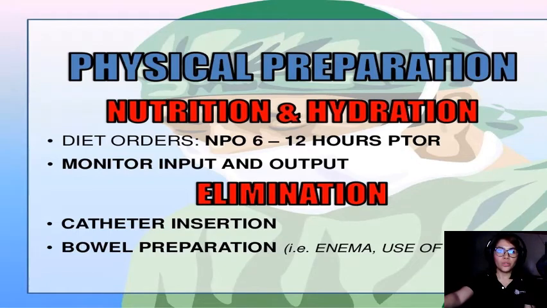Then elimination, so catheter insertion and bowel preparation as well. Like for example, enema or the use of laxatives. So it depends on the surgeon if they will still use this. But usually, if the patient does not have a catheter yet before the OR, then it will be performed in the OR. But if the patient already has a catheter prior to OR, then much better. Okay?